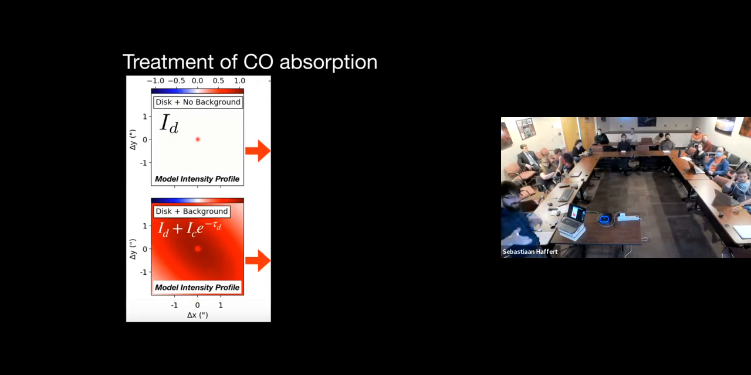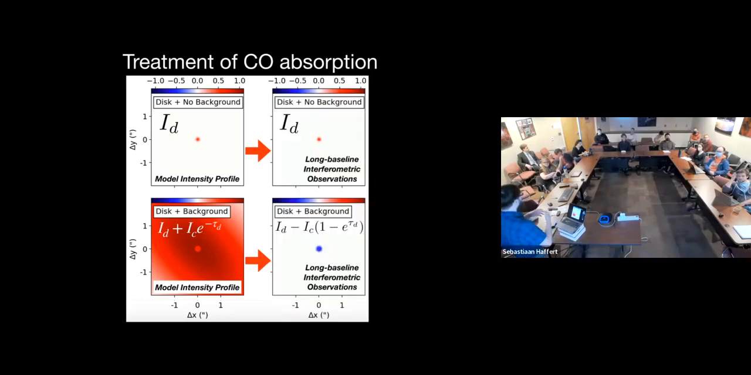And if you were to observe these two very different sky brightness distributions with a long baseline interferometric array configuration, which is only sensitive to compact spatial scales, you would get two very different images. So in the top row here, we would get basically what we put in, where the intensity observed towards the disk is equivalent to the disk intensity, which is great because that's why we designed interferometers in the first place, to probe compact celestial objects like protoplanetary disks.